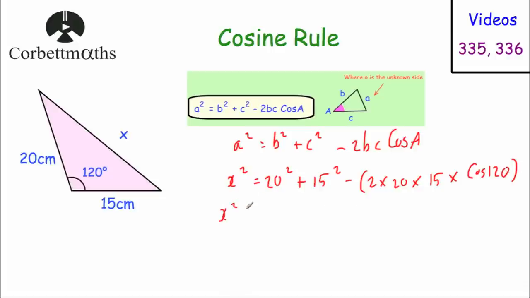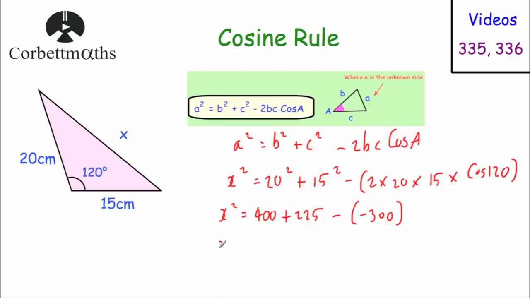Okay, next, let's work this out. So we've got x squared equals, and then on our calculators, we can type in 20 squared, which is 400, and then 15 squared, which is 225, and then we've got minus, and then let's type this in our calculator and see what we get. So 2 times 20 times 15 times the cos of 120. And whenever I do that, I get negative 300. So our answer to that was negative 300, and let's close brackets around that. So we've got x squared is equal to 400 plus 225 minus negative 300.